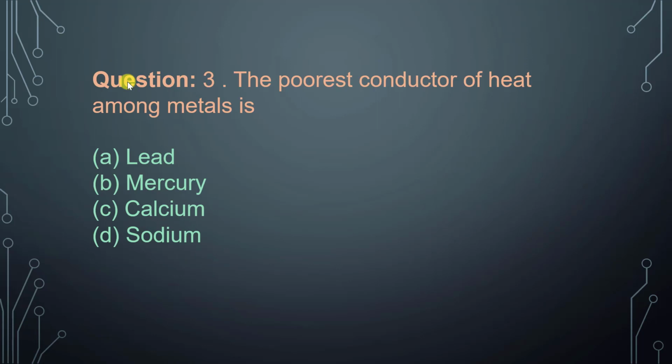क्वेश्चन नंबर थर्ड है, द पुअरेस्ट कंडक्टर ऑफ हीट अमंग मेटल्स इज. अगर क्वेश्चन पूछा जाता है कि सबसे ज्यादा पुअरेस्ट कंडक्टर क्या है हीट के लिए मेटल्स में, ऑल्दो ये सारे के सारे ही हीट कंडक्टर मेटल्स हैं, बट इनमें से कौन हीट को जल्दी से पास नहीं करने देता अपने में से? तो आंसर होगा हमारा लेड, मर्क्यूरी, कैल्शियम, सोडियम. क्या होगा? आंसर होगा लेड.